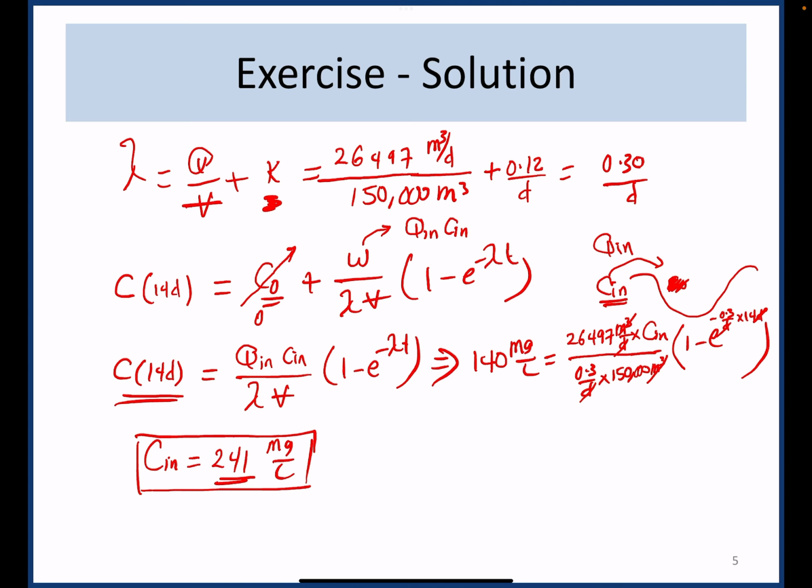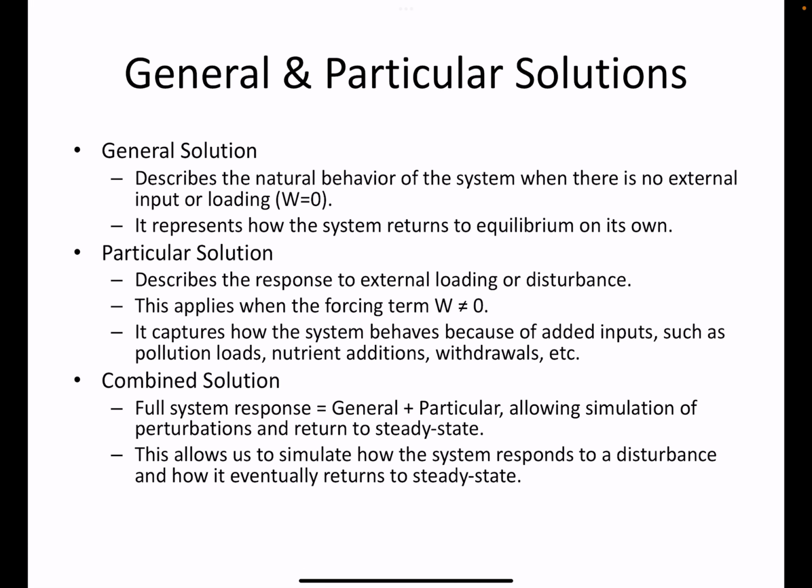So this is the way we used to solve it if the loading and the solution was general. Now, let's compare it before we proceed to the particular solution. In that general solution, we are trying to describe the natural behavior of the system when there is no external input or loading. So loading is equal to 0. In this way, the general solution represents how the system returns to its equilibrium on its own. There are no forces from outside.